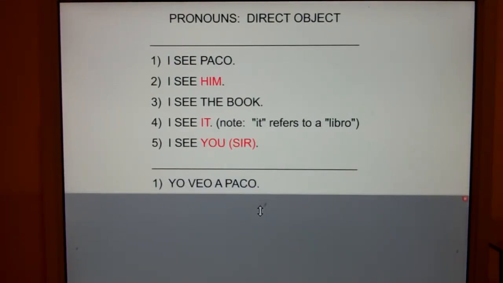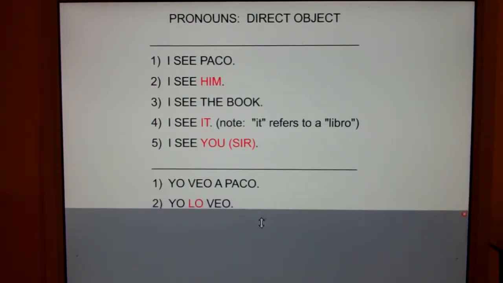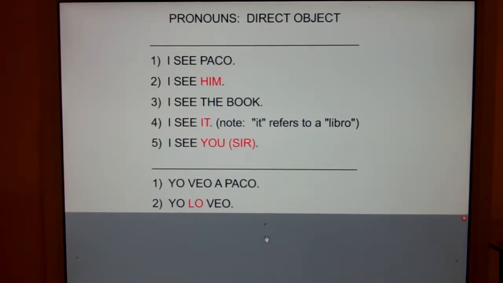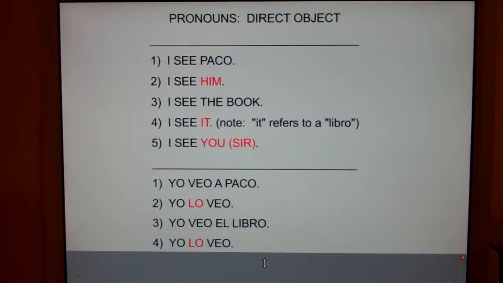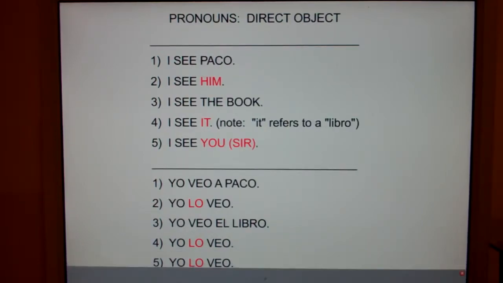All right, let's look at number one. I see Paco. Yo veo a Paco. Number two, I see him. Yo lo veo. Number three, I see the book. Yo veo el libro. Number four, I see it. Yo lo veo. And finally, number five, I see you, sir. Yo lo veo.